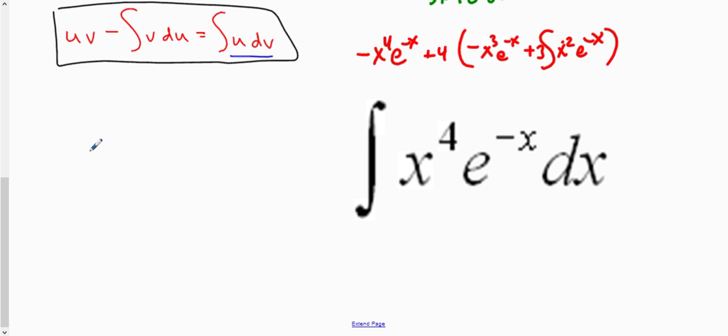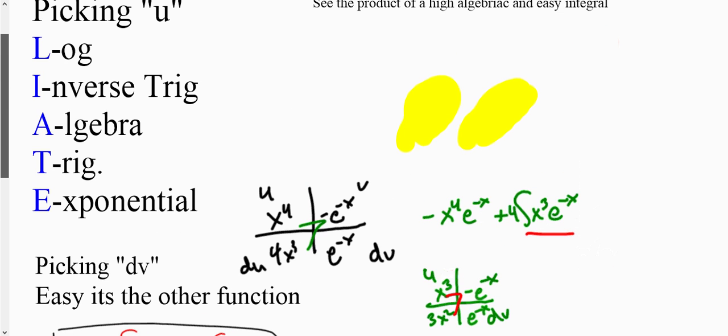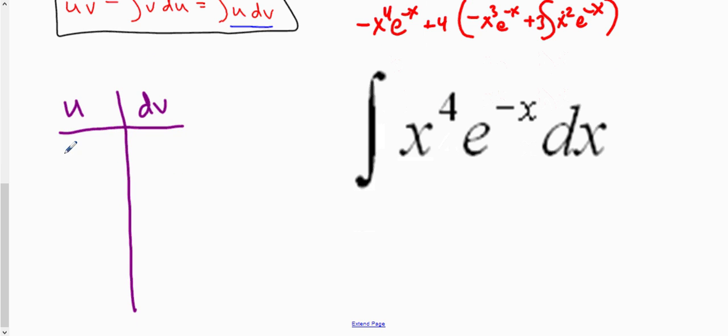So I'm going to get a different color, and we're going to do the same thing. We're going to pick our u, and we're going to make a table. And we're going to pick our dv. Now when we go through here, we're going to pick our u the same way you use LIATE. If you don't remember what that is, LIATE: little integrals always taste excellent. So we're going to pick our x to the fourth, it's going to go right there, and the other one's going to have e to the negative x.